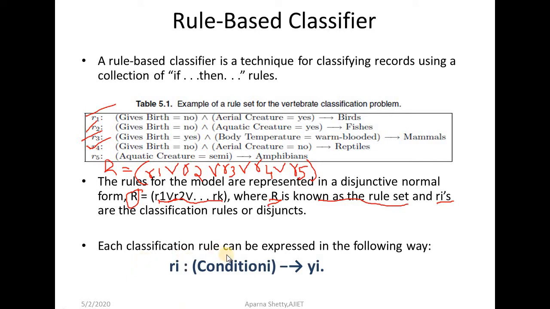Each classification rule can be expressed in the following way: condition i implies yi. If condition i is satisfied, then it implies the class yi. So a rule Ri is denoted as condition i implies yi. That is, if condition i is satisfied, then the record belongs to class yi.